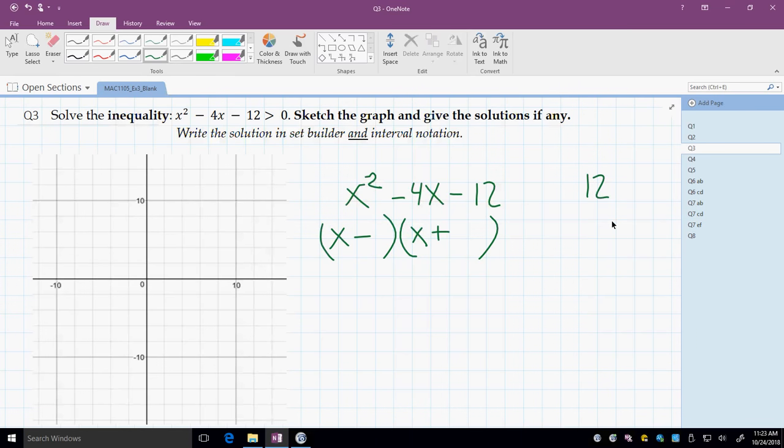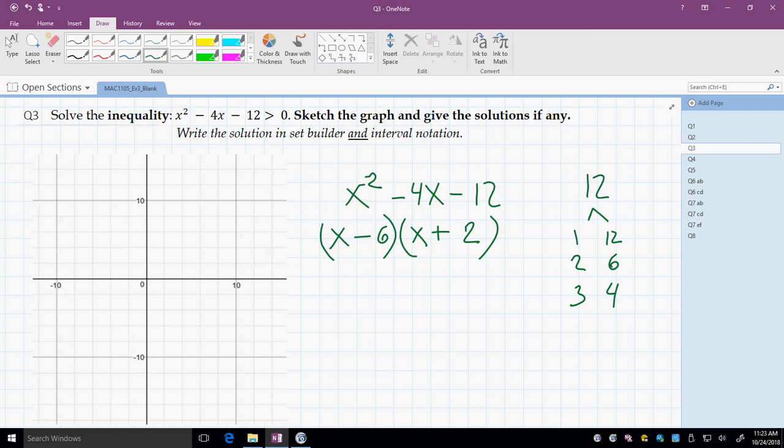Now, 12. We need to find the factors of 12. I like to start with 1. 1 times 12 is 12, 2 times 3 is 12, and 3 times 4. Which of these factors subtract to give me 4? Because the signs are different, I'm going to subtract: 6 and 2. I'm going to put the highest number first because I need to match the signs, so that gives me the negative 4 that I'm looking for.